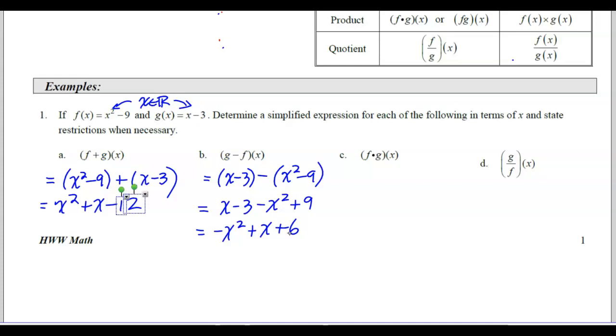Okay, when you're adding or subtracting or multiplying, if both start with all real numbers, then you're going to end up with all real numbers when you do those operations. This one, we have to be careful about the denominator. Okay, so then here, multiplying, well, f is x squared minus 9, and g is x minus 3. So we're multiplying. We're going to end up with a cubic. Okay, a quadratic times a linear is a cubic. So do that, expand that out, and then descending order of degree.